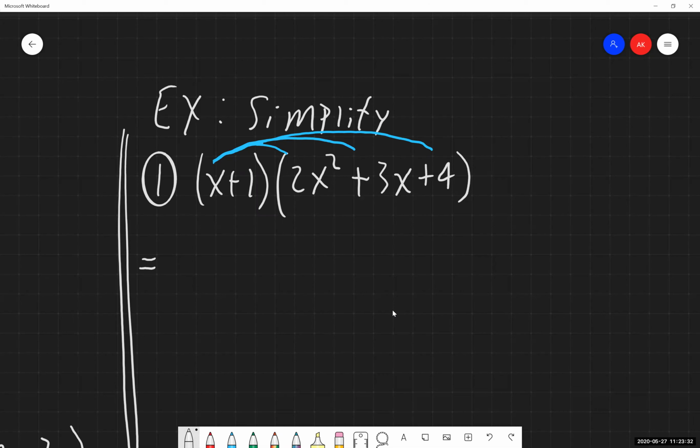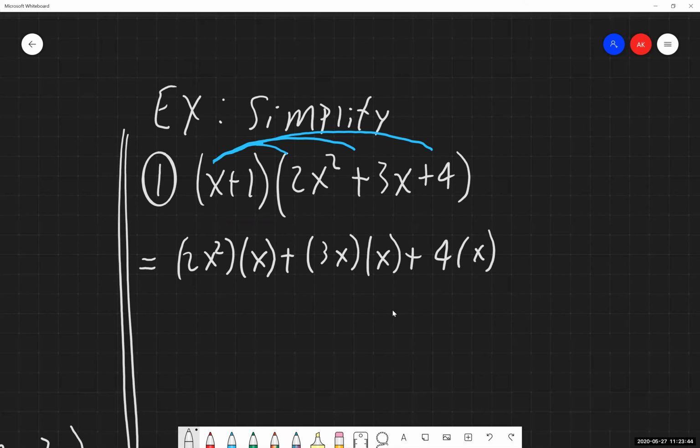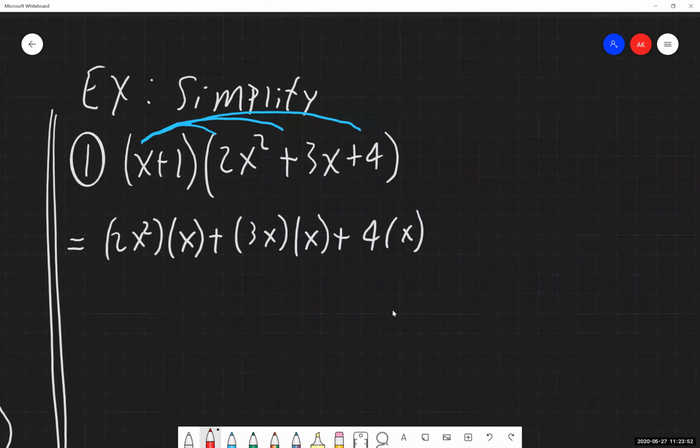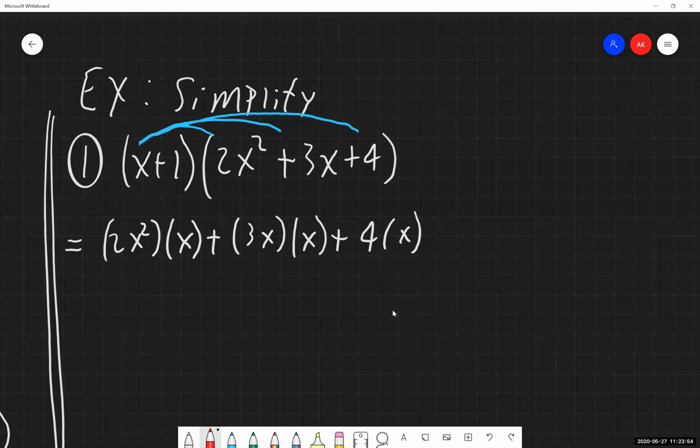So I have 2x squared times x plus 3x times x plus 4 times x. And I'm going to do this in 2 different colors here, just so we can see where everything is going. So we have the x distributing through here, here, and here. And now we're going to take the plus 1 from the first polynomial, and we're distributing that through to everything.